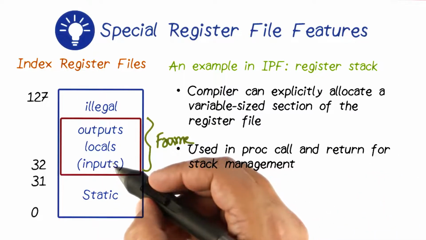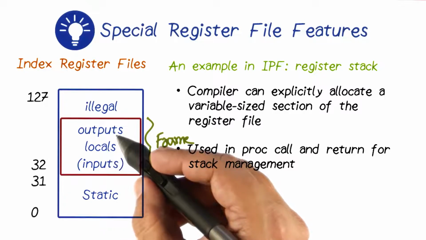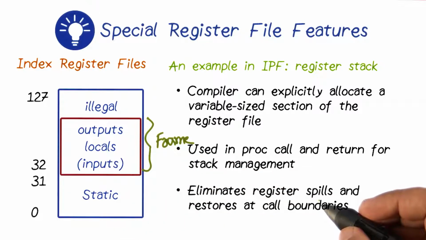And as you can see here, you have input parameters, locals, and outputs. What is the advantage of allocating the frame in a register file? The biggest advantage is that it eliminates the register spills and restores at call boundaries. Imagine a set of registers being given to one function. What happens to all those variables which are in those registers when a given function calls another function?